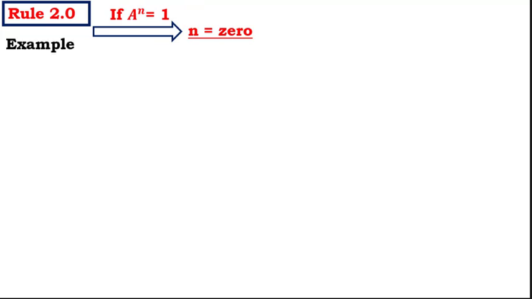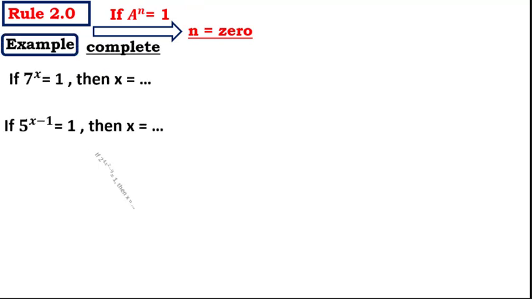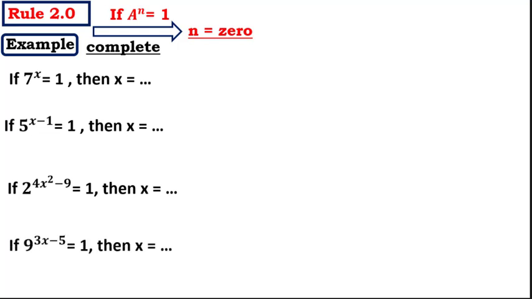For example, we have 7 raised to the power x equals 1, then x equals what? And 5 raised to the power x minus 1 equals 1, then x equals what? And 2 raised to the power 4x squared minus 9 equals 1, then x equals what? And so on. We note that the right hand side is 1. So we can replace 1 and write 7 raised to the power 0. We will get that 7 raised to the power x equals 7 raised to the power 0, then x equals 0. This is the first one.